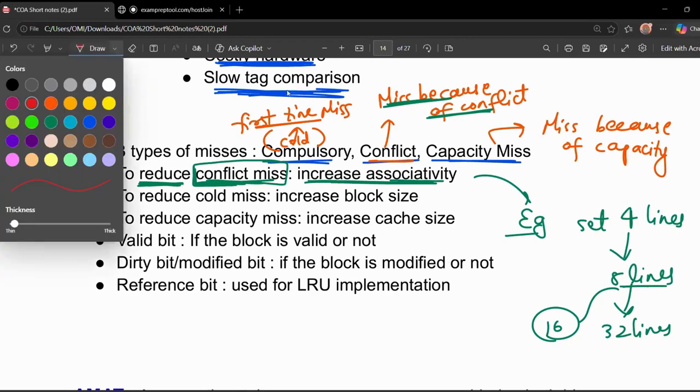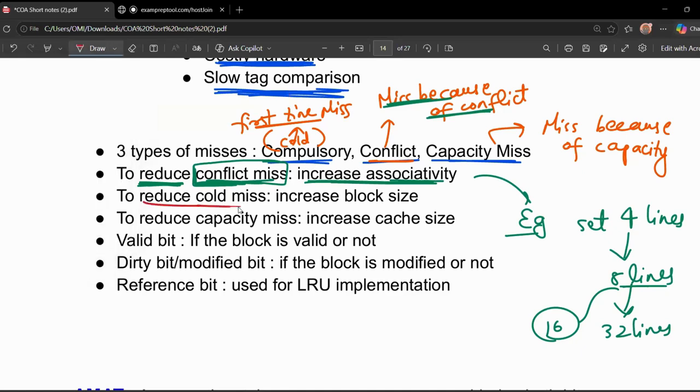Now, next point: what can you do to reduce the cold miss or compulsory miss? You can increase the block size. Previously, for example, let's say your block contains 16 bytes. You can increase to 32 bytes. Why? Because here only 16 bytes of information is stored, but here 32 bytes of information is stored. Got it? Yes or no?